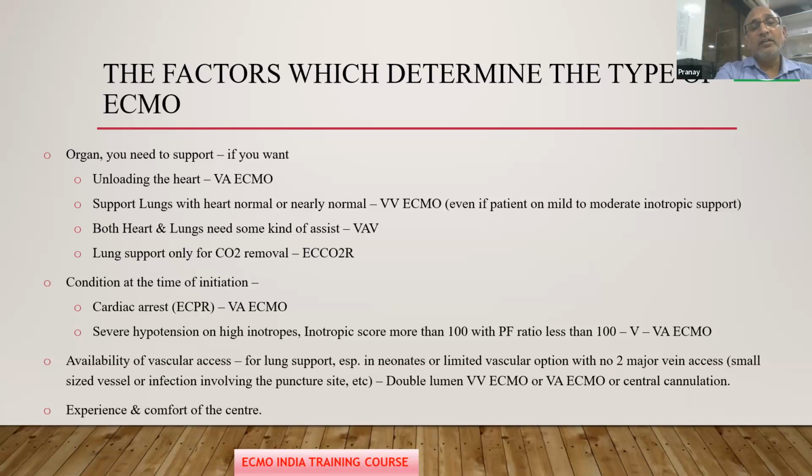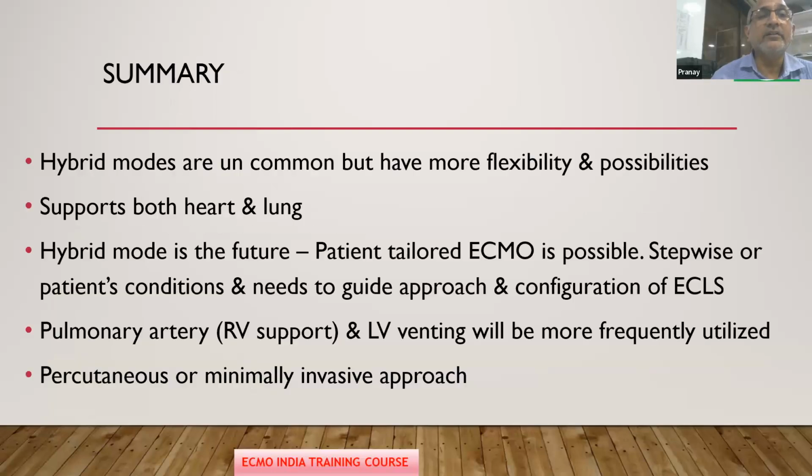So, okay. Another important point is availability of vascular access. Okay. This is a problem, especially in neonates and small pediatric patients. Suppose the patient is a respiratory ARDS case, but you don't have a double lumen cannula, and weight is less than 10 kg, so you cannot use the femoral veins or femoral vessels. In that case, you have to go for even VA ECMO in spite of the patient being a case of ARDS. Okay. And the last thing depends on the experience and comfort of the centers.